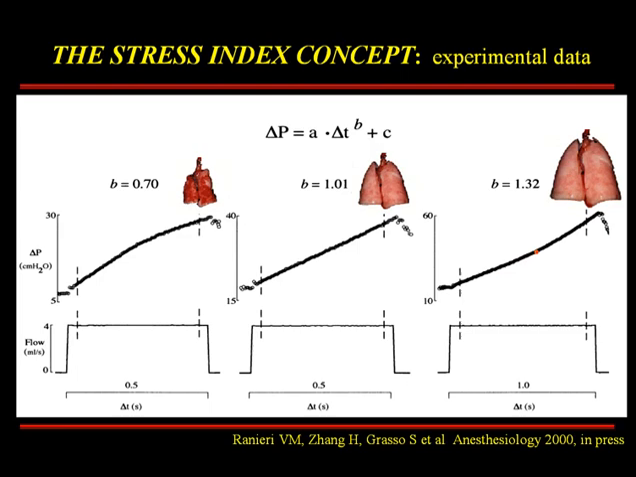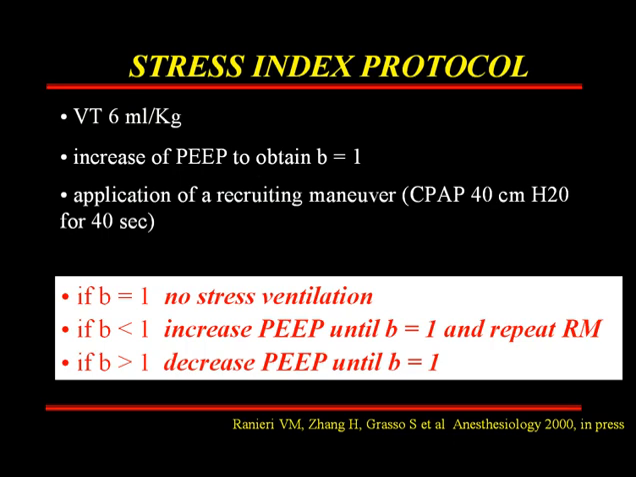This is how we set the ventilator in order to obtain a straight line. First, tidal volume was fixed to 6 ml per kilogram. Then, PEEP was progressively increased in order to obtain a straight line. Then, we applied several recruiting maneuvers using the 40 by 40 approach as described originally by Marcelo Amato. And then, if B was equal to 1, we assumed that ventilation was not causing any stress.